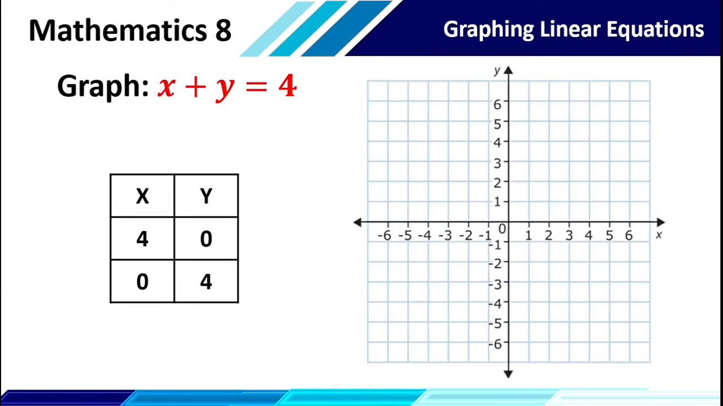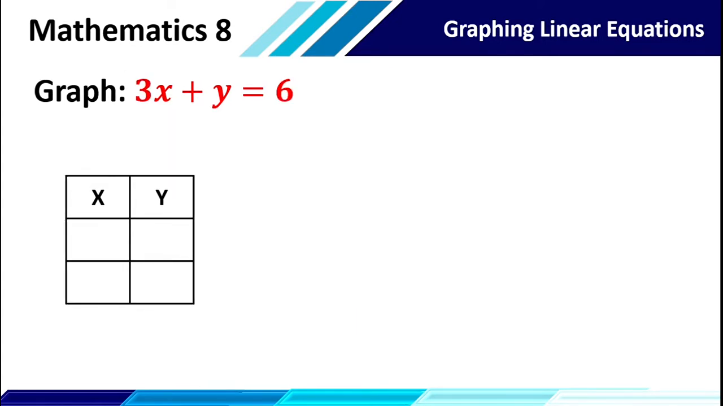Now that our table of values is complete, we can graph our equation. So we have the coordinates (4, 0) located on the x-axis, and we also have the coordinates (0, positive 4) located on the y-axis. Our last step is to draw a line connecting these two points. So as you can see, we formed a straight line, which is the graph of a linear equation.